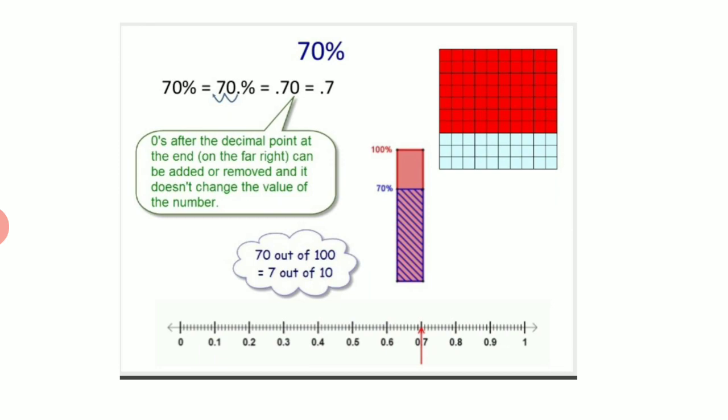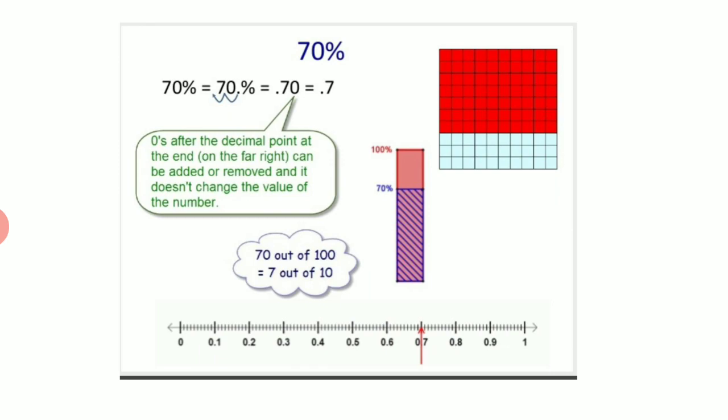70% will become 0.70, and 0.70, children, we write as 0.7, because after the decimal point, the 0 on the right side has no value. A 0 after the decimal point at the end, on the far right, can be added or removed, and it doesn't change the value of the number.